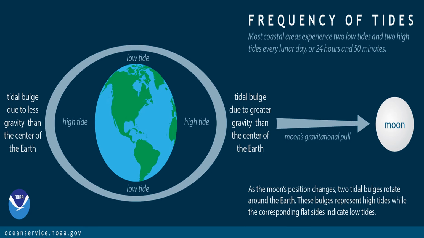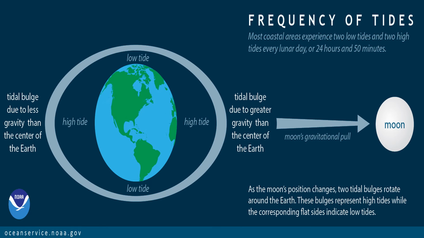So let's discuss tides. Tides are caused by the interaction between gravity and the Earth, Sun, and Moon. And so these tides are going to affect our water levels. Most coastal areas experience 2 low tides and 2 high tides every lunar day, approximately every 24 hours and 50 minutes. And it's affected by the moon's gravitational pull.